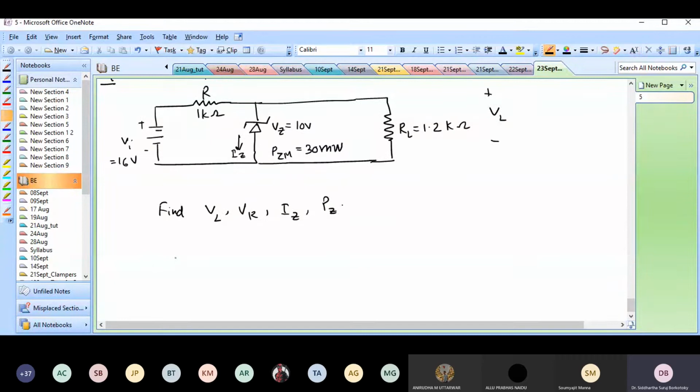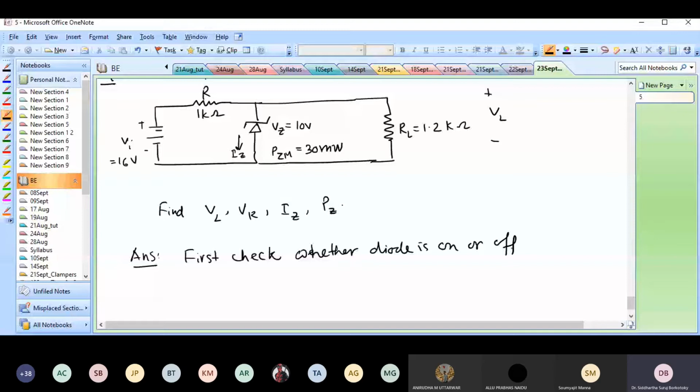So the first thing we need to do in the answer is first check whether the diode is on or off. It's the first check, always. First check whether the diode is on or off. How do we do that?